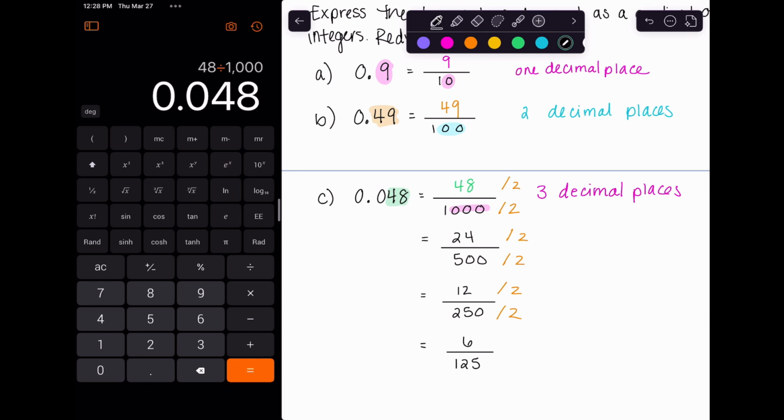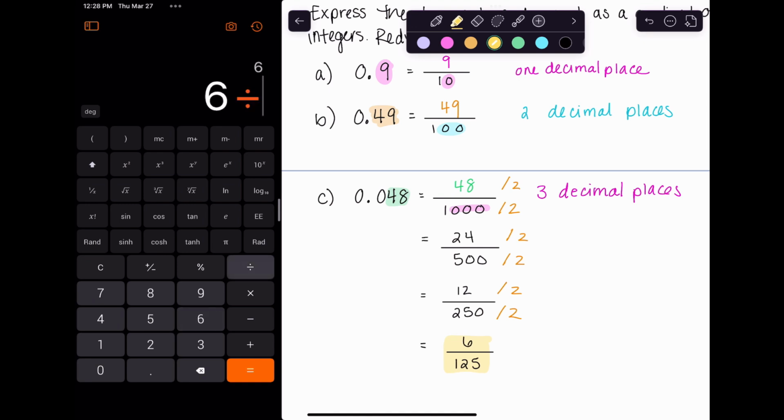Well, at this point, 6 isn't divisible by much, so it's divisible by 2, but 125 isn't. 6 is also divisible by 3, but 125 isn't. So this is as reduced as I possibly can get it. And just to check my answer, if I do take 6 and divide it by 125, I get exactly 0.048. So same thing, just reduced.